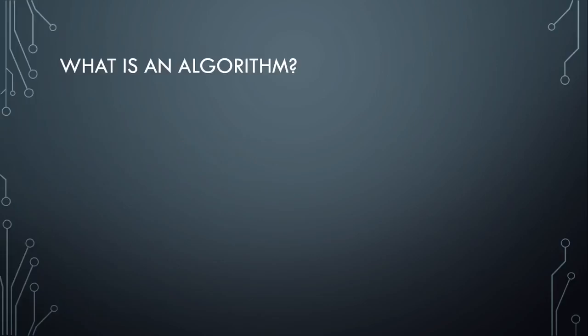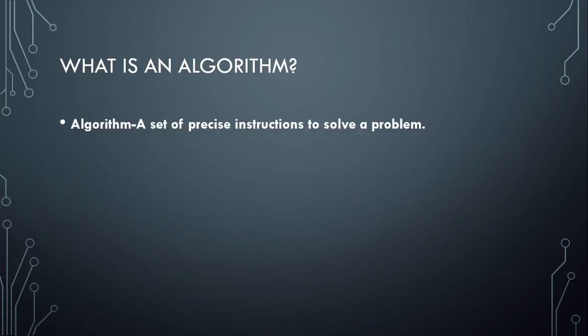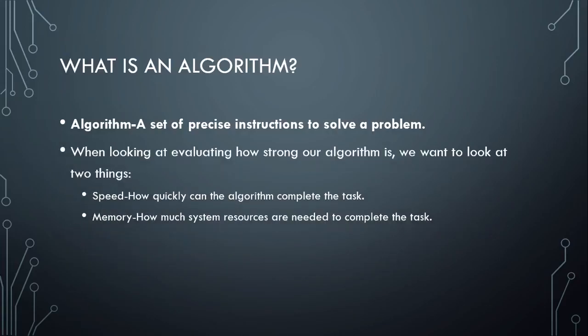First off, let's ask, what is an algorithm? And we have kind of discussed this term before. But an algorithm, if you recall, is a set of precise instructions to solve a problem. When looking at evaluating how strong our algorithm is, we want to look at two things.